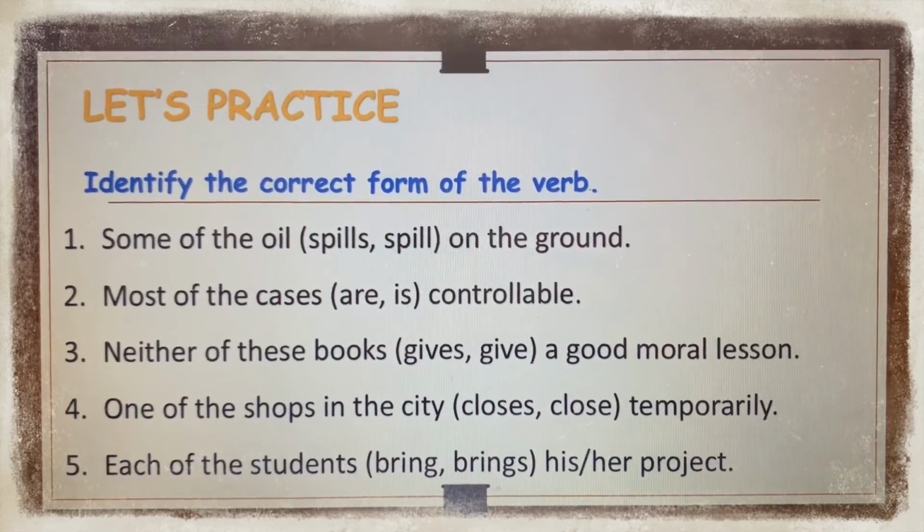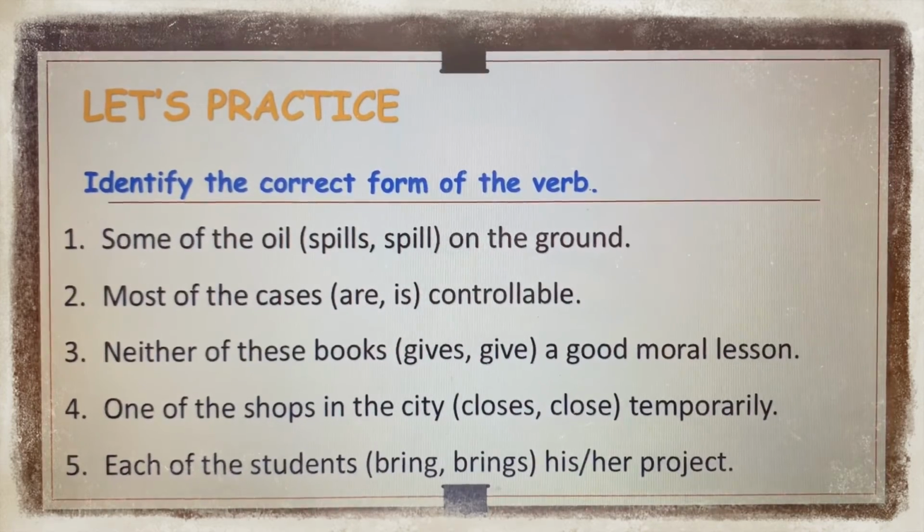Number one, some of the oil spill on the ground. So some spills is the right answer. So this is under modified by a prepositional phrase. So check the object of the preposition, it's uncountable. So therefore, spills is the right answer.